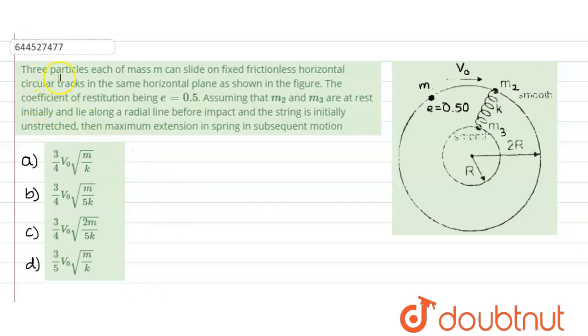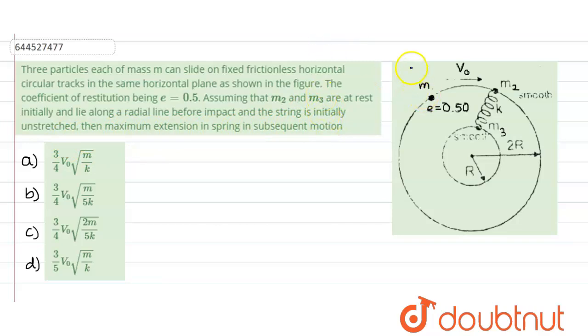Hello everyone, let us start with our question. In this question, what is given is that there are three particles, each of mass m, which can slide on a fixed frictionless horizontal circular track in the same horizontal plane as shown in the figure. The coefficient of restitution is given as 0.5, and m2 and m3 are at rest initially and lie along a radial line before impact. And the spring is initially unstretched. We need to find the maximum extension in the spring in the subsequent motion.